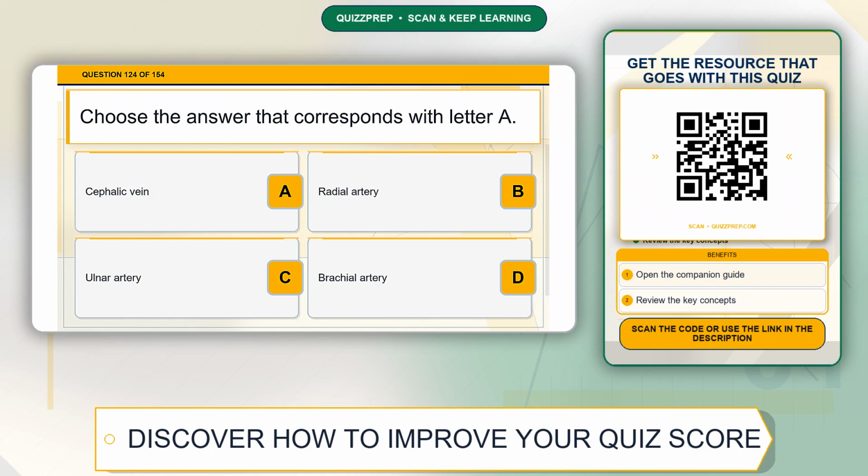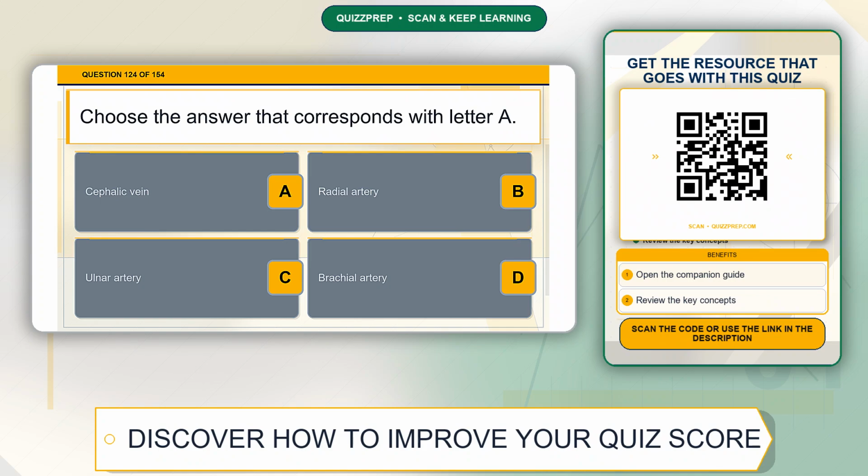Question 124. Choose the answer that corresponds with letter A. Option A, cephalic vein. Option B, radial artery. Option C, ulnar artery. Option D, brachial artery. The correct answer is now shown.